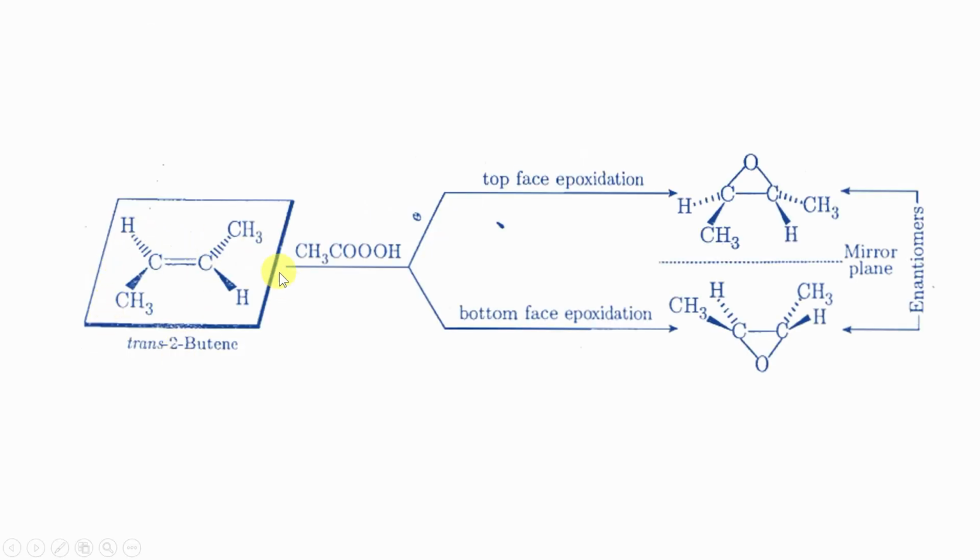Similarly, the epoxidation of trans-2-butene by peracetic acid forms two isomers, and they are enantiomers. The relationship is enantiomeric, and hence we can say trans-2-butene has enantiotopic faces. Epoxidation through the top face of trans-2-butene leads to the formation of this isomer, and epoxidation by peracetic acid through the bottom face gives this isomer. These two isomers are enantiomers, and hence trans-2-butene has enantiotopic faces.